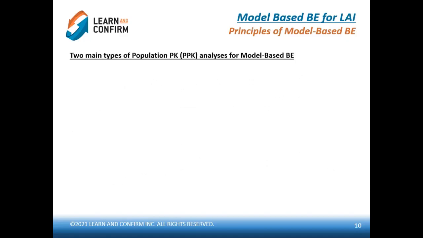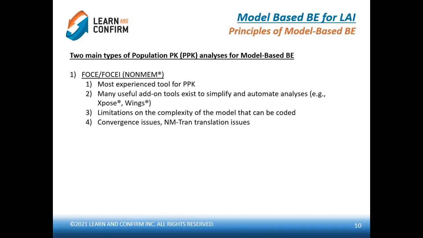There are two main types of population PK analyses that one can use. There's the one that we call the first order conditional estimation with or without interaction as implemented in NONMEM. This is the most experienced tool that we have for population PK. On the positive side, there are many useful add-on tools that exist to simplify and automate analyses. There's Xpose that comes from Professor Karlsson and Professor Hooker from Uppsala University. There's Wings for NONMEM that comes from Professor Holford of New Zealand. On the negative side, there are some limitations on the complexity of the model that can actually be coded within NONMEM.